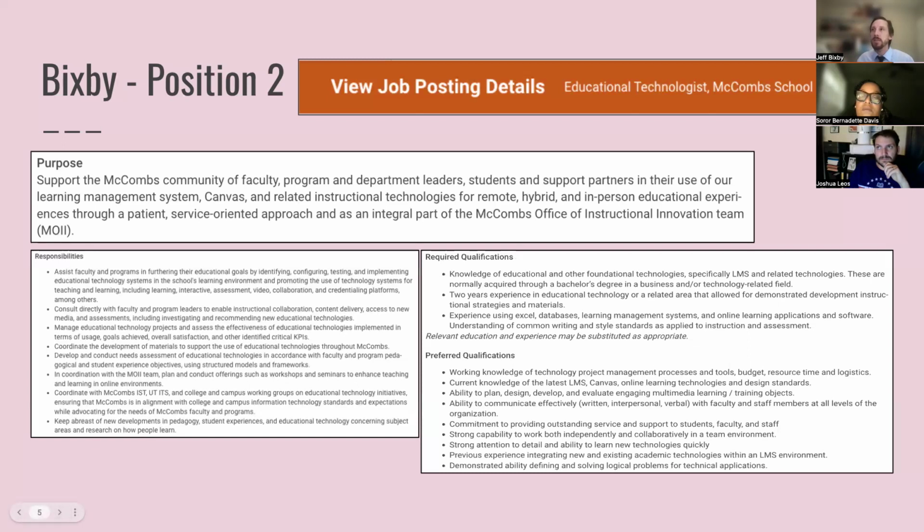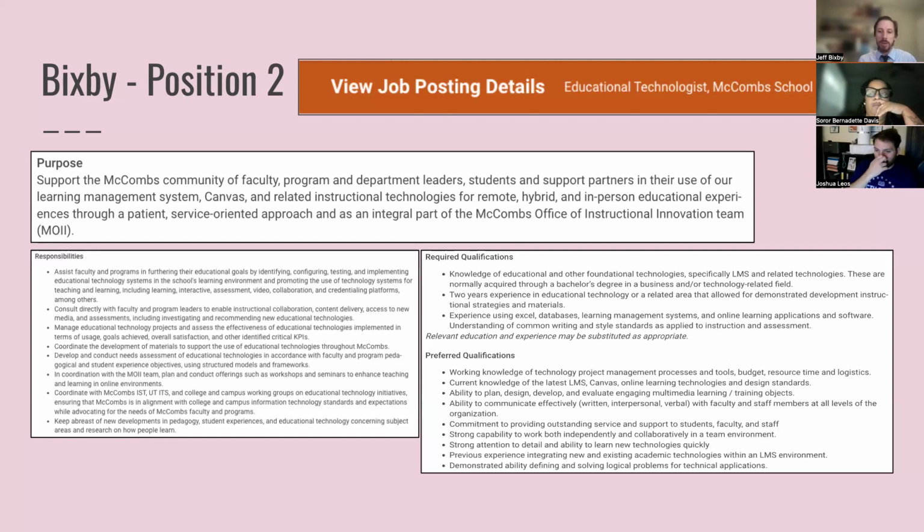The thing that surprised me was the degree to which this position not so much works within the business school, but also works with other organizations at UT. So like UT's Department of Information Technology Services, other colleges and campuses, different work groups. I think the idea is that McCombs wants to be in alignment in terms of the technology initiatives that are happening throughout the broader University of Texas. So that was a surprise.